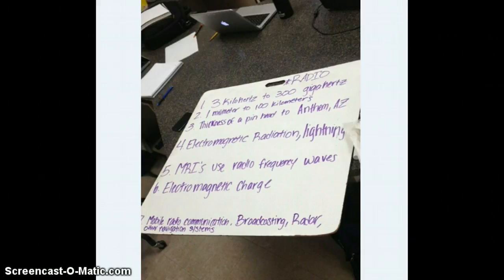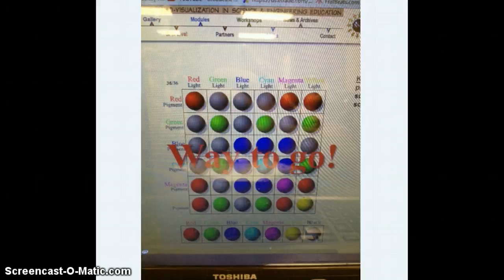What is the charge that is accelerating, and oscillations between the electrons in a conductor. And then some cool applications would be mobile radio communication, broadcasting, radar, and other different types of navigation systems.